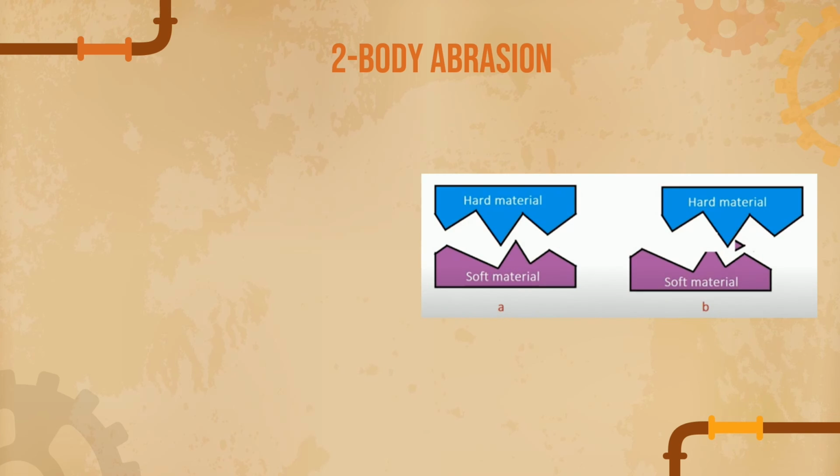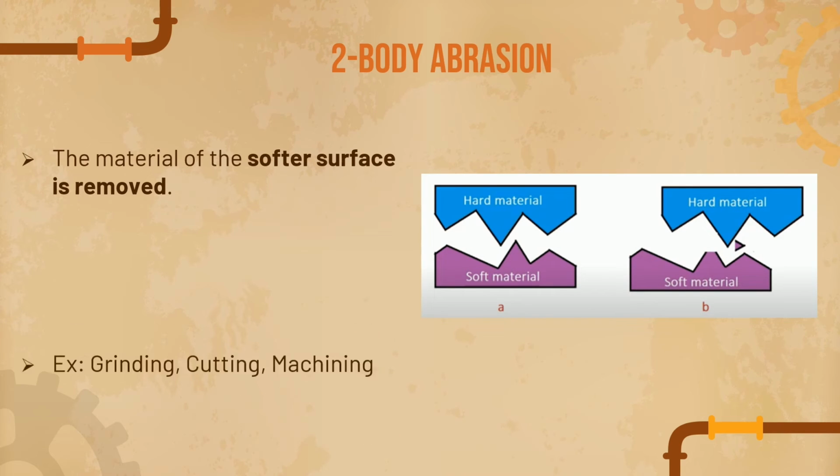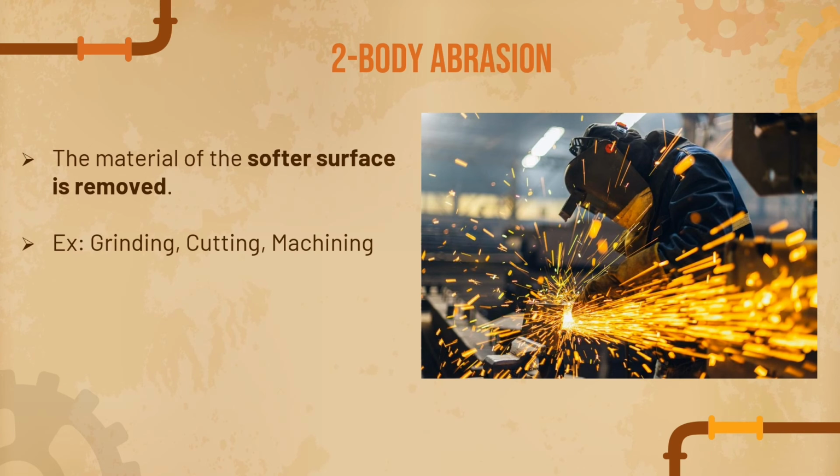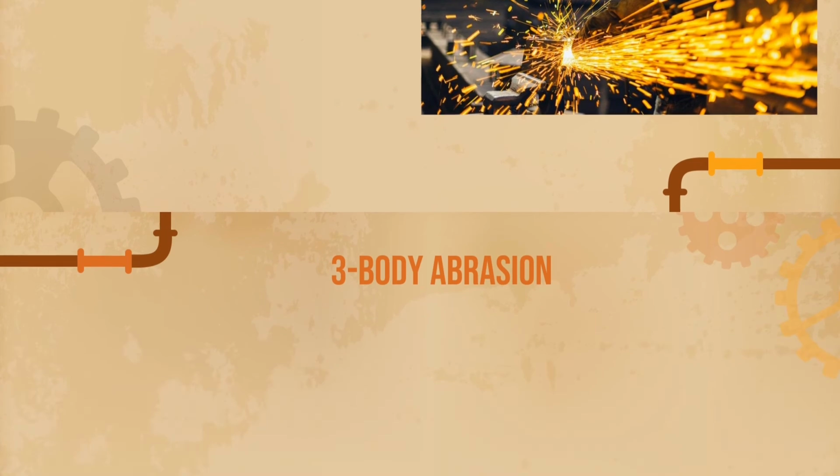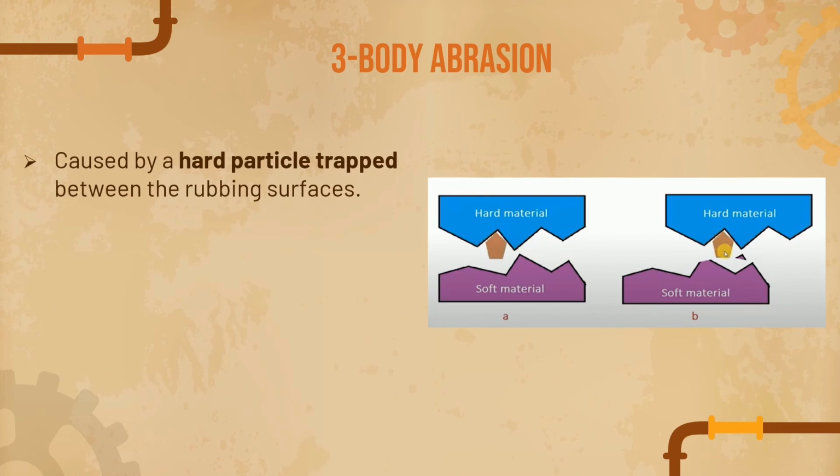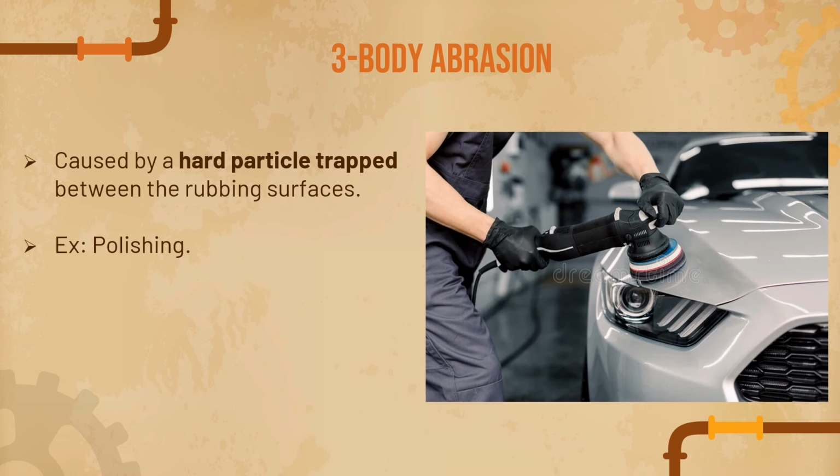Two-body abrasion refers to the removal of softer material from the surface. Cleaning, cutting, and machining are examples of two-body abrasion. If the wear is caused by a hard particle trapped between the rubbing surfaces, it is called three-body abrasion, for example, polishing.